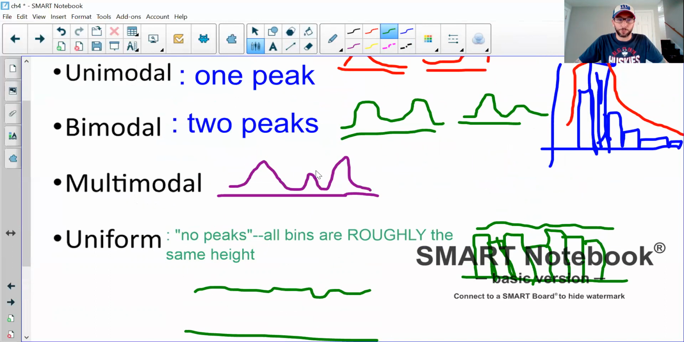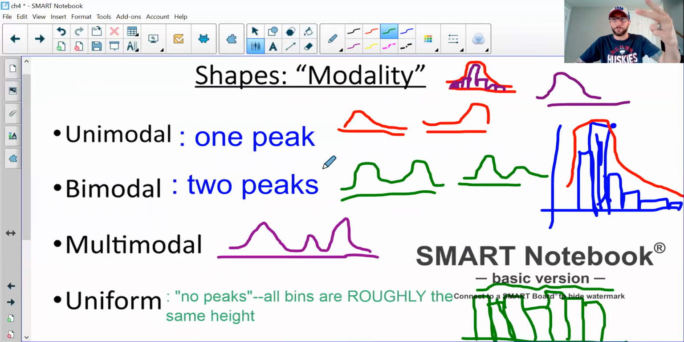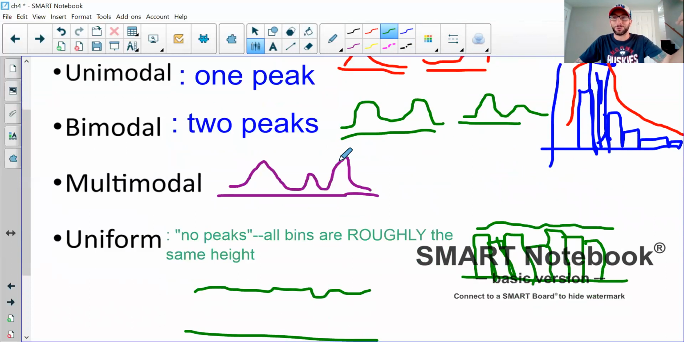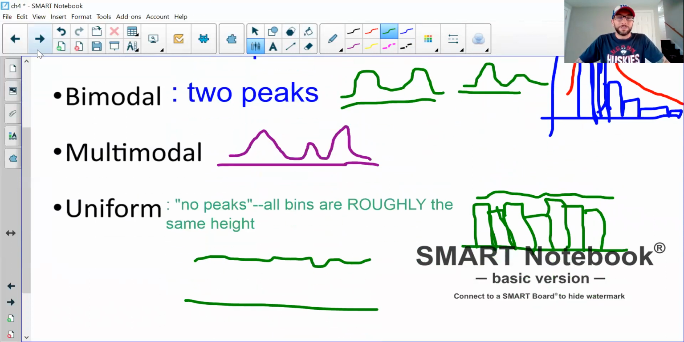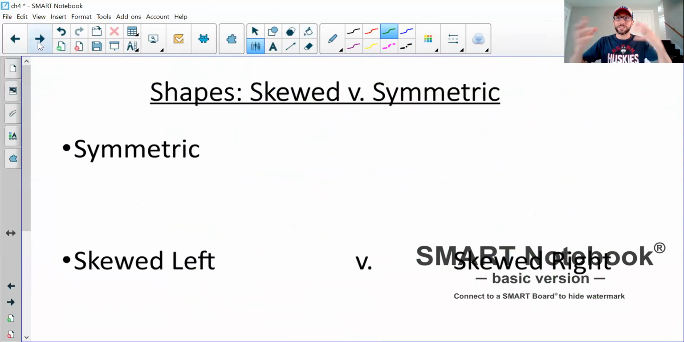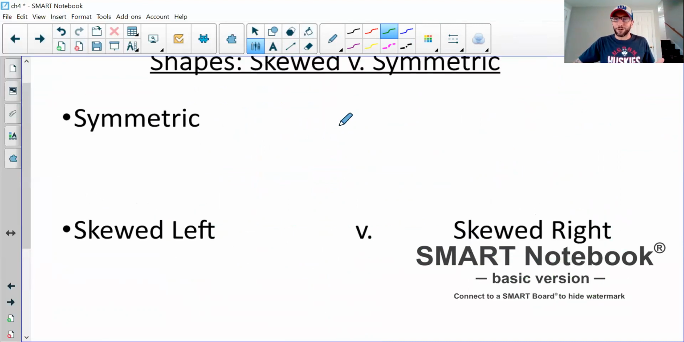All right, so shape, we've got the modality: unimodal, bimodal, multimodal, or no mode, uniform. Next thing we want to consider is whether the distribution is skewed or symmetric. I find it really hard to write a definition of symmetric. I don't know, maybe it's just me. But if something's symmetric, maybe we have our classic bell curve, right? We can draw a line down the middle and it's roughly the same on both sides.